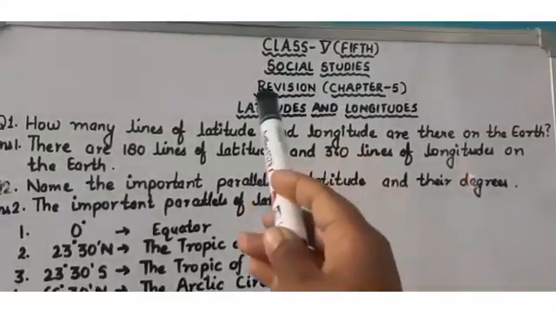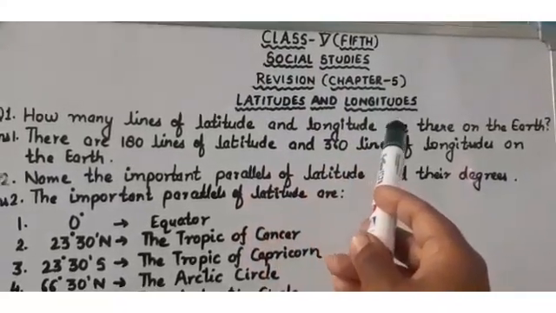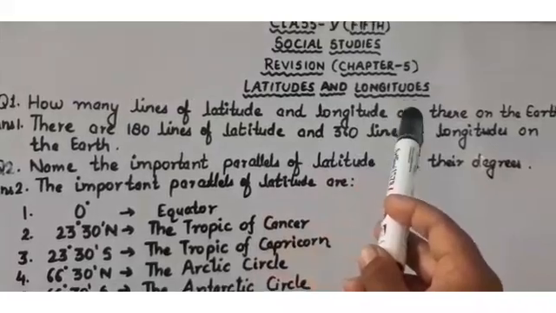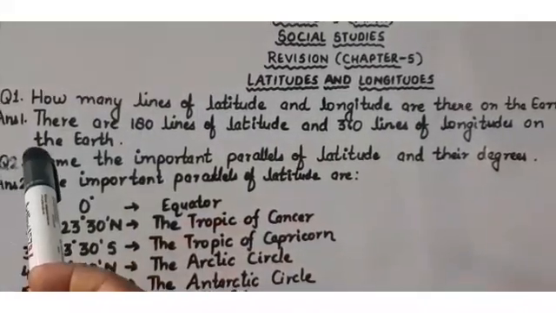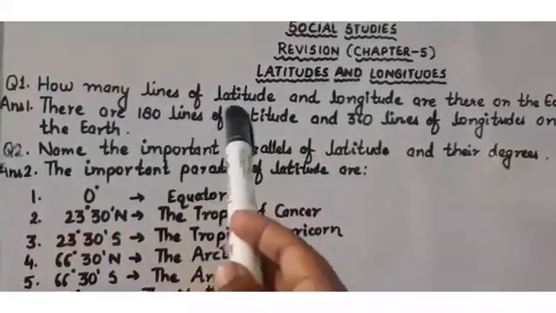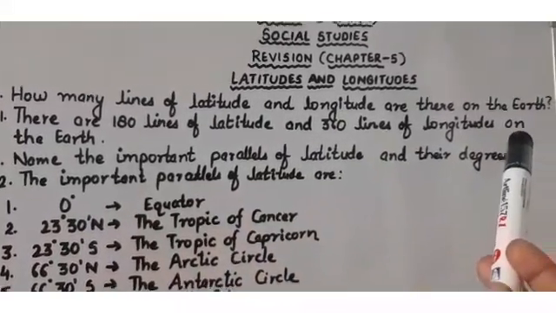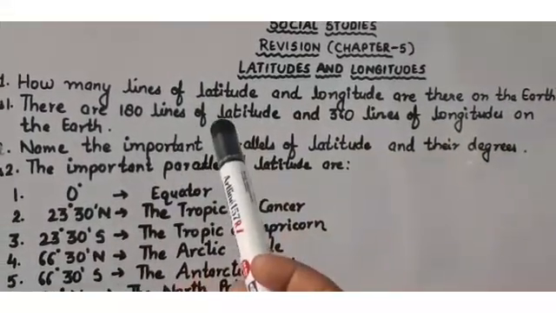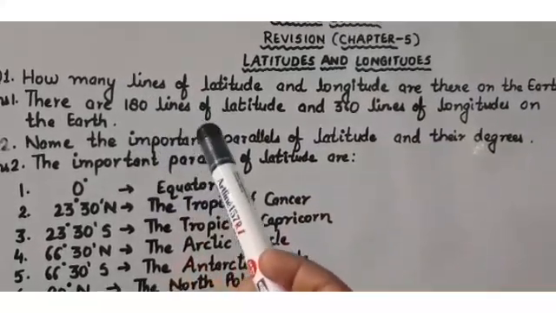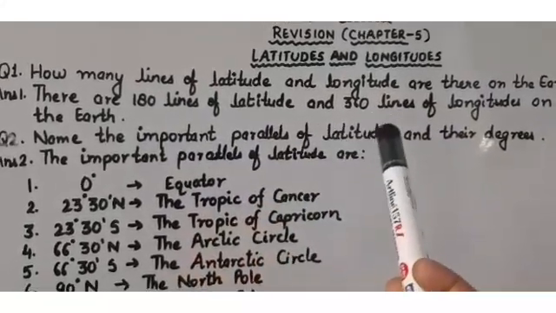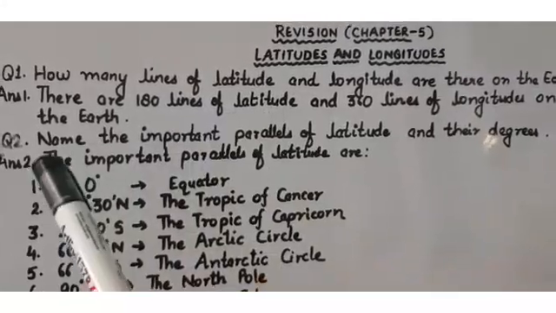Class 5. Today we will do the revision of chapter number 5, that is latitudes and longitudes. Your first question is, how many lines of latitude and longitude are there on the earth? There are 180 lines of latitude and 360 lines of longitude on the earth.